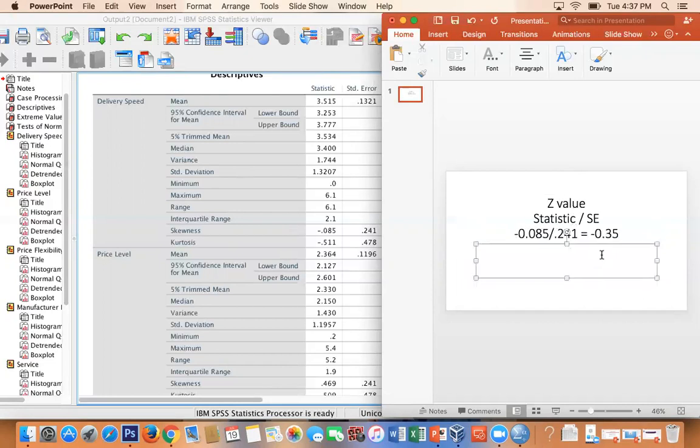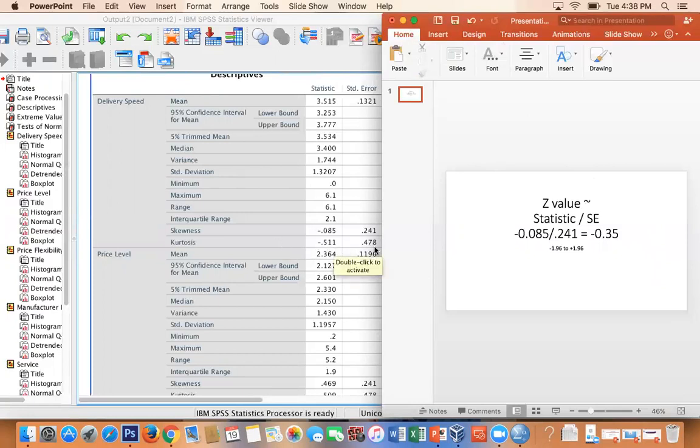Whatever z-value you get should be in the range of minus 1.96 to plus 1.96, the 95% confidence interval. That's pretty much it. It's nothing different than that. The same thing applies for kurtosis as well. This value divided by this should be between minus 1.96 and plus 1.96. Unfortunately, you have to do this by hand. That is your first step.